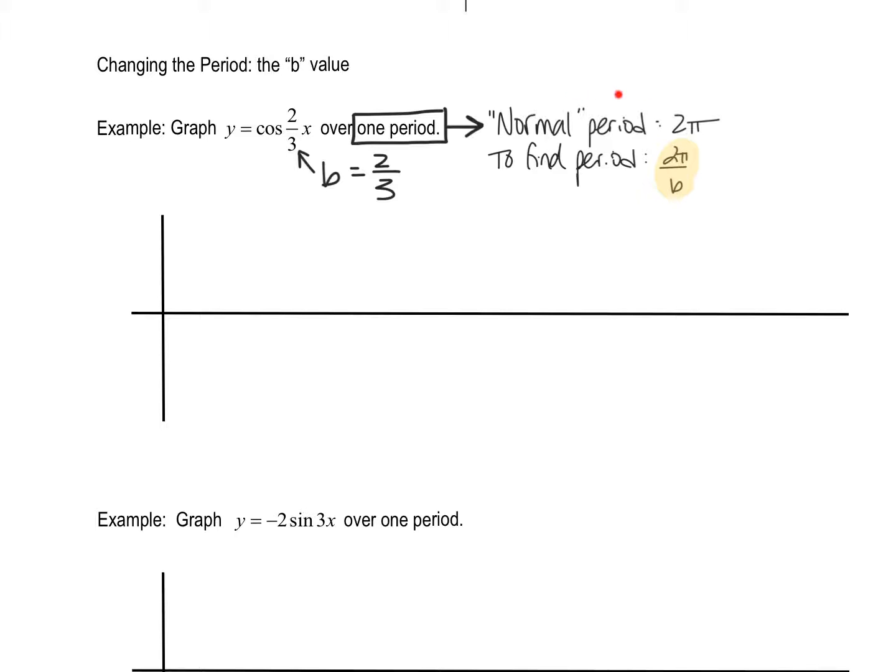And so a normal period, like I talked about in the 2 examples above, those were just 0 to 2 pi. However, that number changes if you have a multiplier here in front of the x. This is called the b term. So there's a 2/3 here multiplying by the x, and what you're supposed to do in order to figure out the period is you do 2 pi over b.